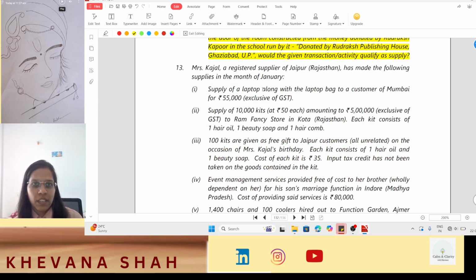Now question number 13. Ms. Kajal, a registered supplier of Jaipur, Rajasthan, has made the following supplies in the month of January. First one is supply of a laptop along with the laptop bag to a customer of Mumbai for rupees 55,000 exclusive of GST. So this is a case of composite supply, laptop along with the laptop bag.